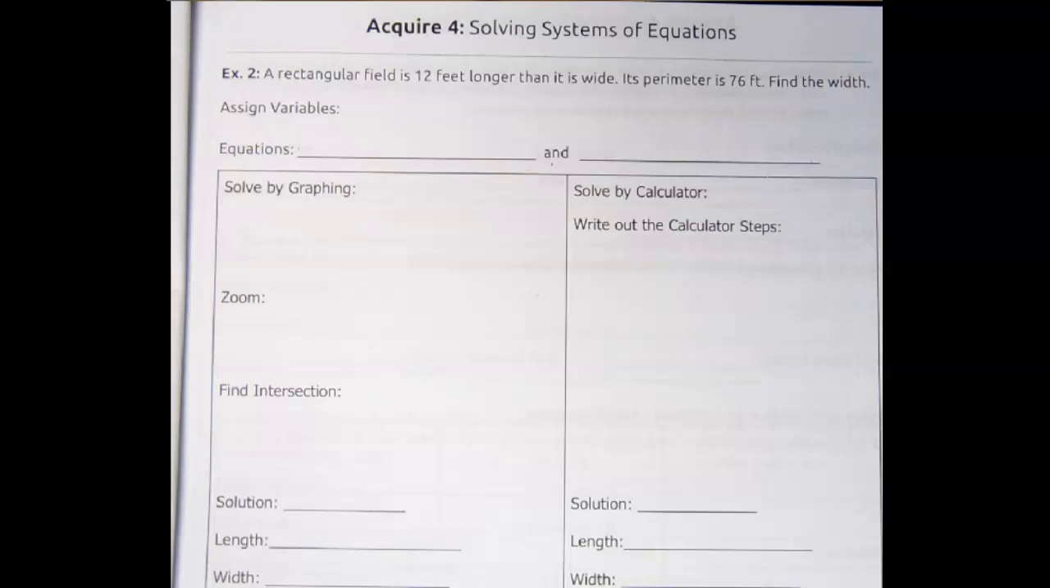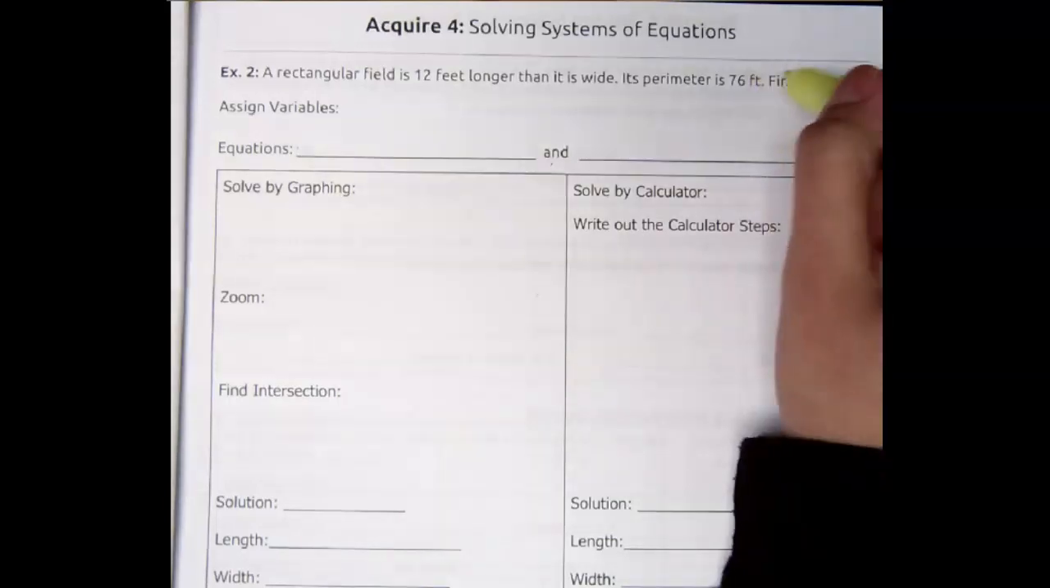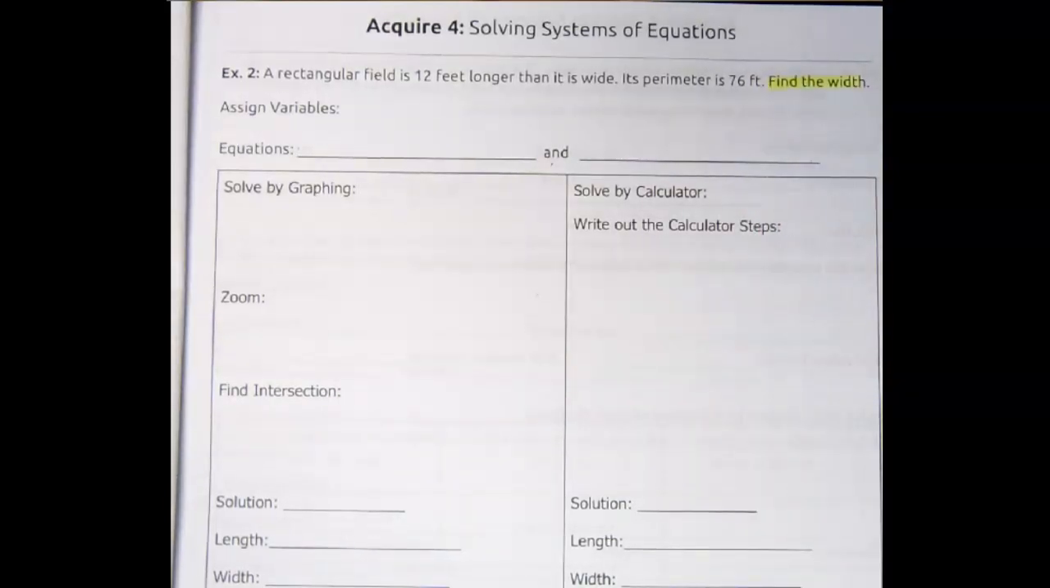So this one says, a rectangular field is 12 feet longer than it is wide, and its perimeter is 76 feet, and they want us to find the width. So again, this is the same problem from Acquire 3, but this time they want us to actually solve it. So they have asked us to actually find the width. So that is what we are answering. Last time we were just writing the equations.